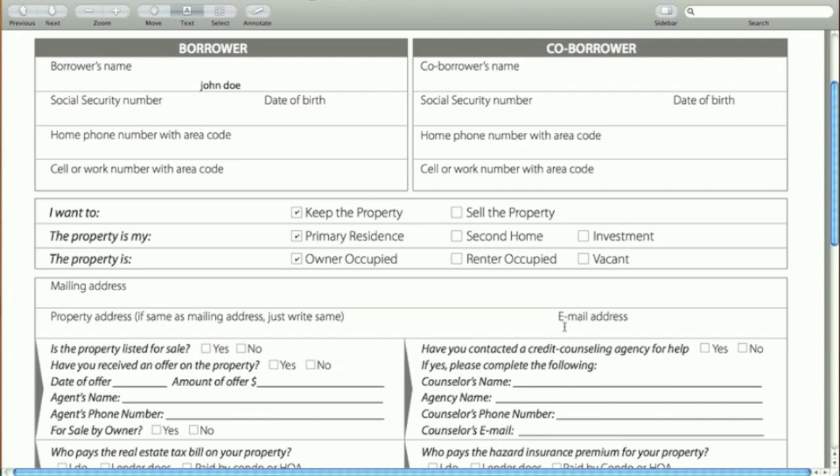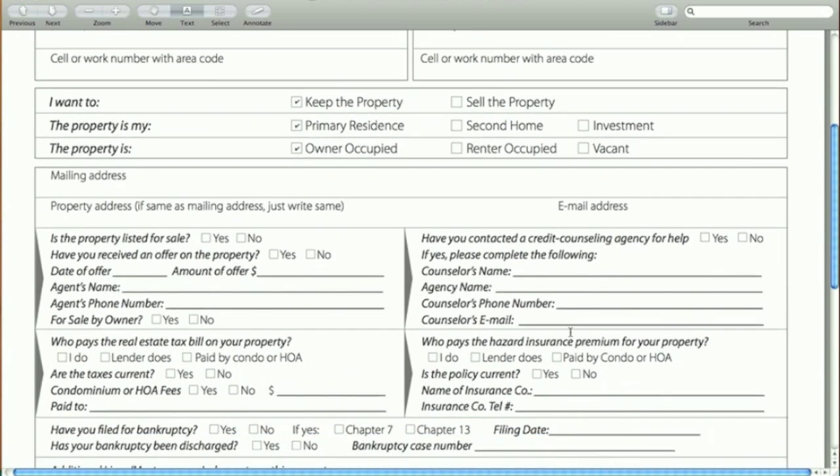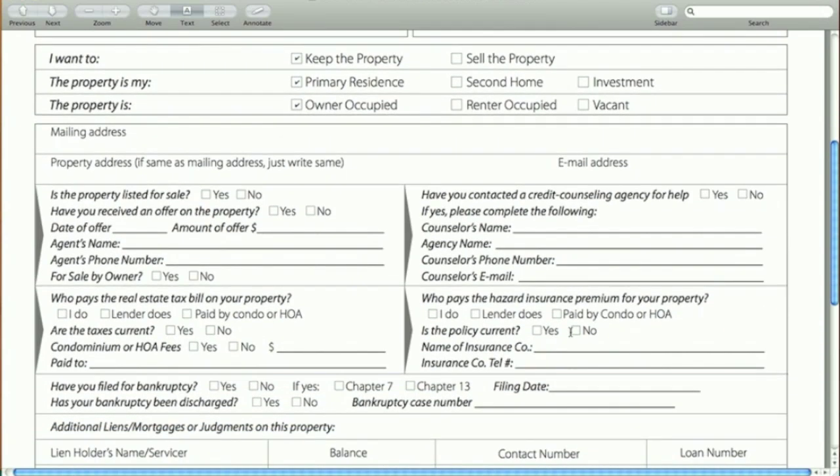Email address is kind of cool. I think it's a good idea to put your email address in case they need to get a hold of you. It's really important for them to be able to catch you whenever they need to, and many times they may have to email you some information.